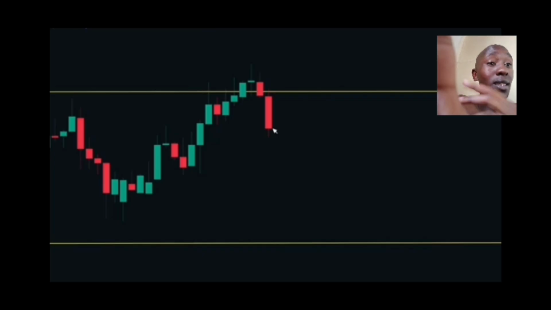So right now, let's see what happens, or what's his entry model. Maybe he has a different entry model, but let's wait and see.